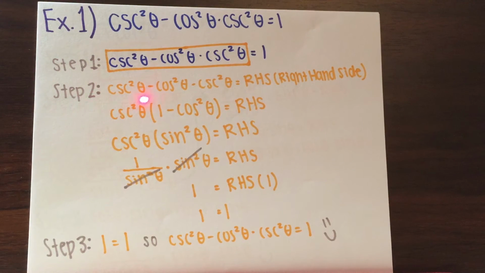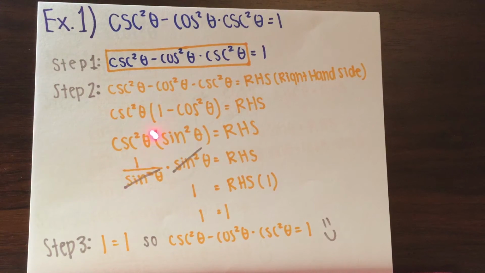And in step 2, I just rewrote the left-hand side and I put it equal to the right-hand side, which is 1. And then according to the rule of factoring, you can factor out cosecant squared of theta, and we get cosecant squared of theta times 1 minus cosine squared of theta equals right-hand side. And then this whole thing would turn into sine squared theta because of the Pythagorean identities, because cosine squared theta plus sine squared theta equals 1.